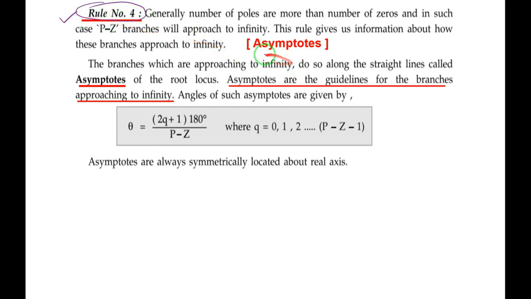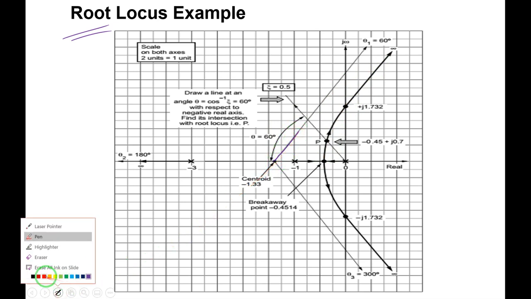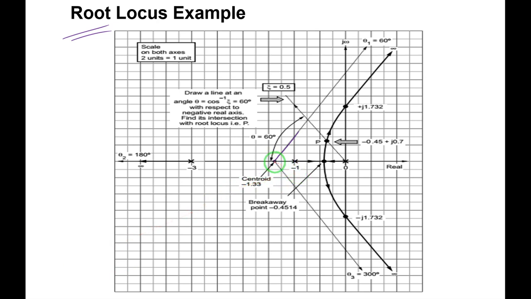Rule number 4 speaks about asymptotes. What are asymptotes? Already I have told you, once again I will tell you. Let me take the same example. See here, this branch is moving here and it is moving in this direction. Who is telling it to go in this direction? Why should it move only in this direction? This is the asymptote. Here I have located it. Let me change the ink color. This is the asymptote.